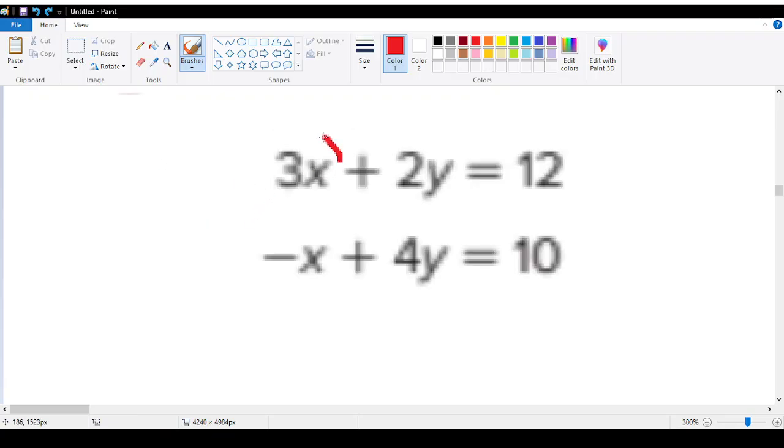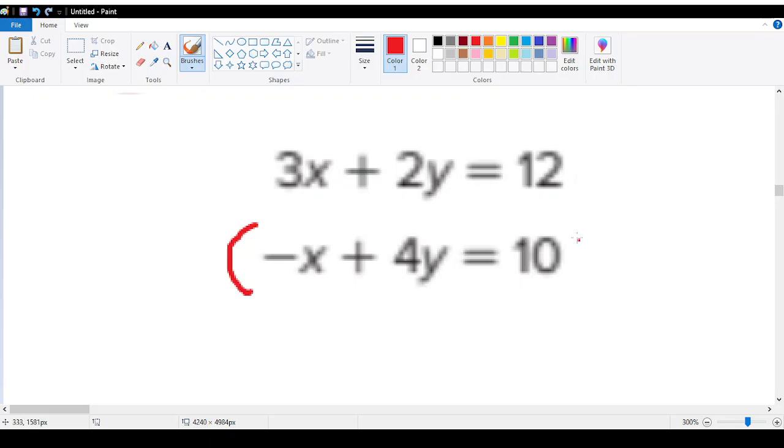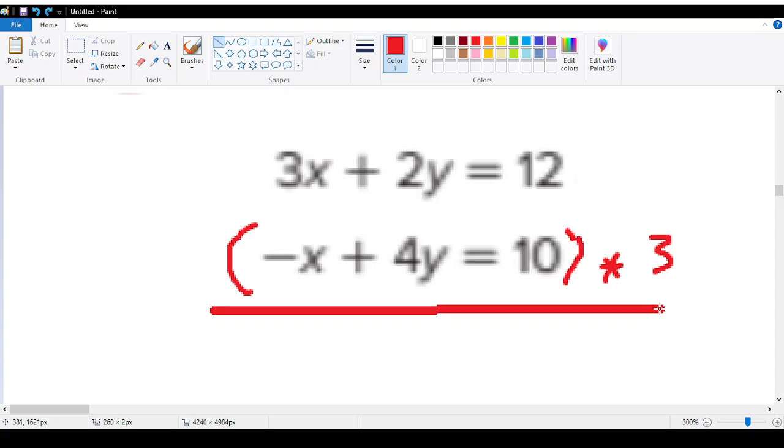Now, what's the coefficient here? 3. How about this? Minus 1. So, what I mean by that is these two should be the same. So, if we go down and multiply the whole equation by 3, we can make these two variables have the same coefficients. So, do you understand why I multiplied by 3? Yes, so the x is the same. Exactly.